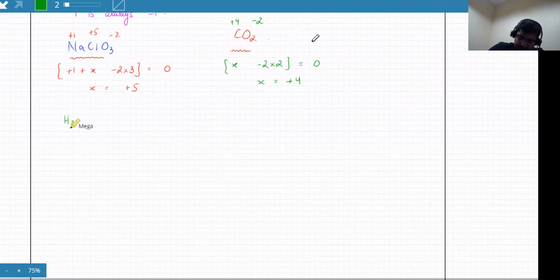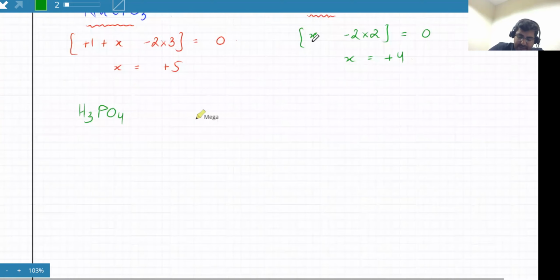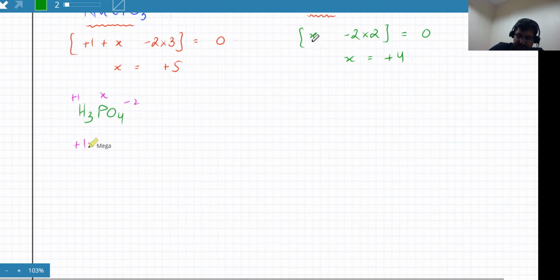Let's try H3PO4, and figure out the oxidation states of the elements. H is known, that's +1. P, I don't know what P is, that's X, that's unknown. Oxygen is -2. So add up the charges, and it's a neutral molecule, so that's +1 times 3, since there are 3 hydrogens. Then P is unknown, so that's X. And then it's -2 times 4, since there are 4 oxygens. They should all add up to 0 because it's a neutral molecule. If you solve for X, that gives you +5.